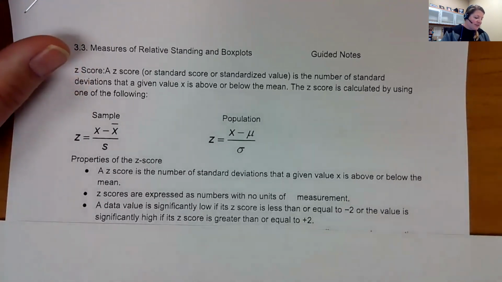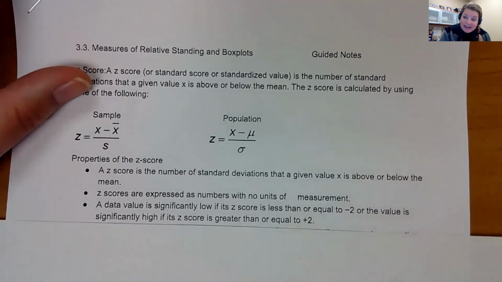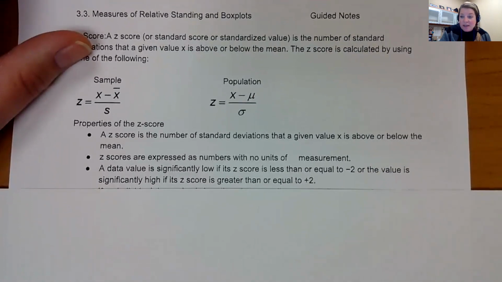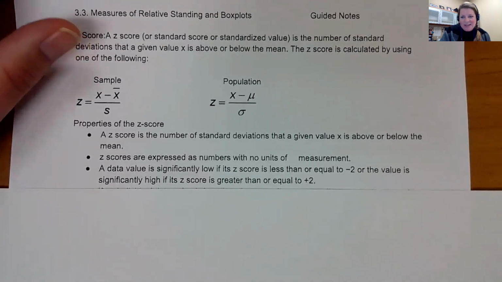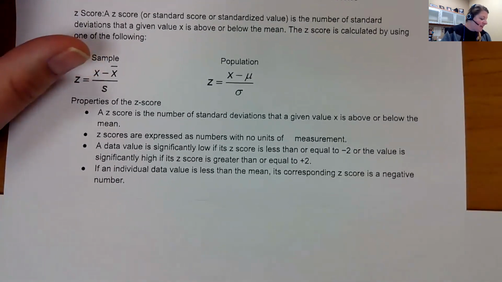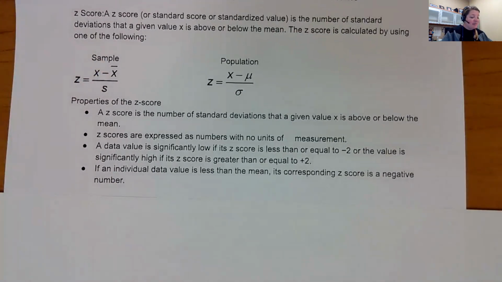A data value is significantly low if the z-score is less than or equal to -2, or significantly high if the z-score is greater than or equal to 2. So at that 2, now you're 2 standard deviations away. That's a lot. If an individual data value is less than the mean, its corresponding z-value is negative.